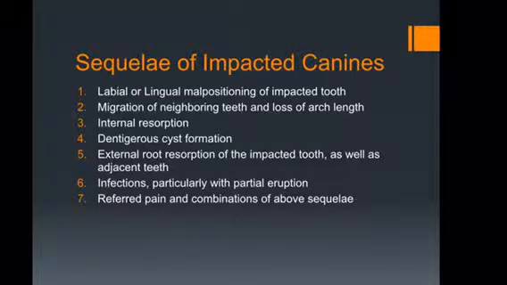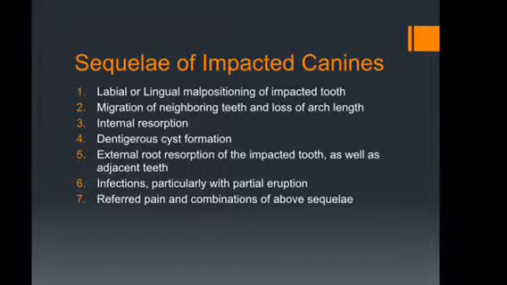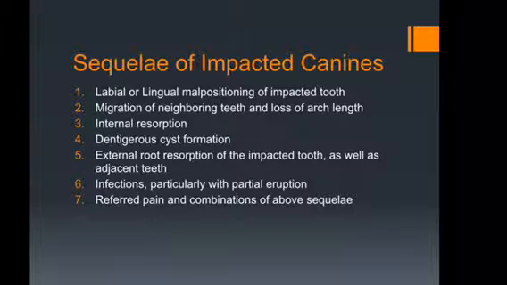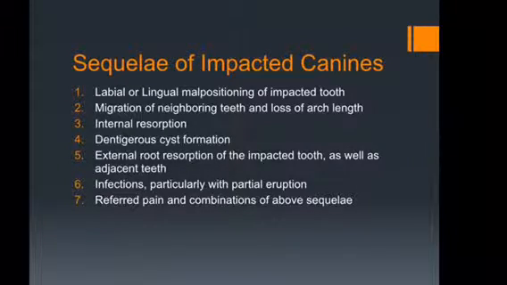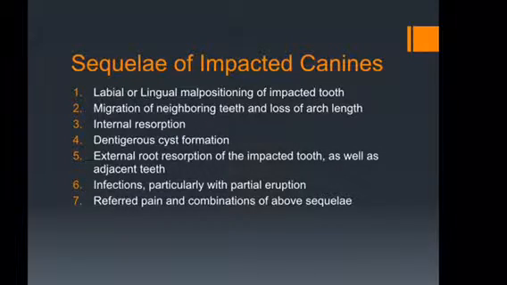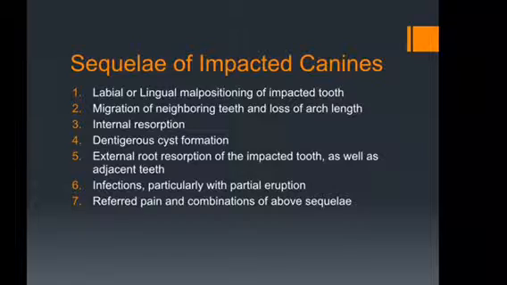And then you have migration of neighboring teeth and loss of arch length due to the impaction. I mean, teeth move constantly. And then you could have internal resorption of the teeth themselves, and then possibility of dentigerous cyst formation, and then external root resorption of impacted teeth, as well as the adjacent teeth. That's a kicker for people who are trying to save the teeth or going through ortho. I mean, you do have root resorption with orthodontics to begin with, but with impaction, it just makes it a little bit worse.